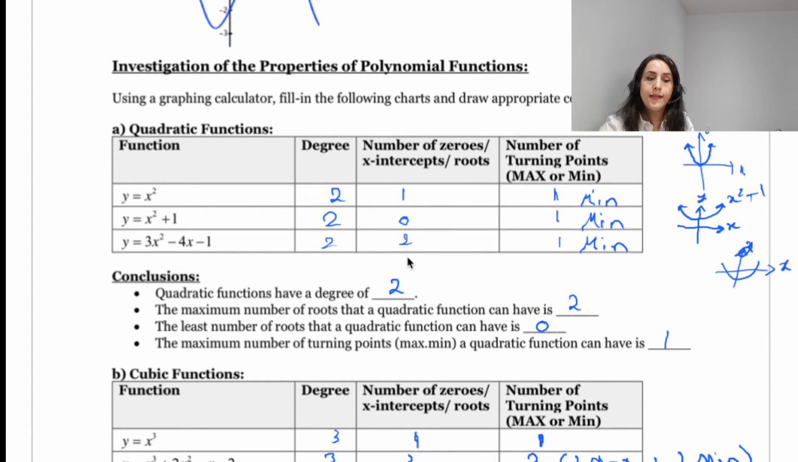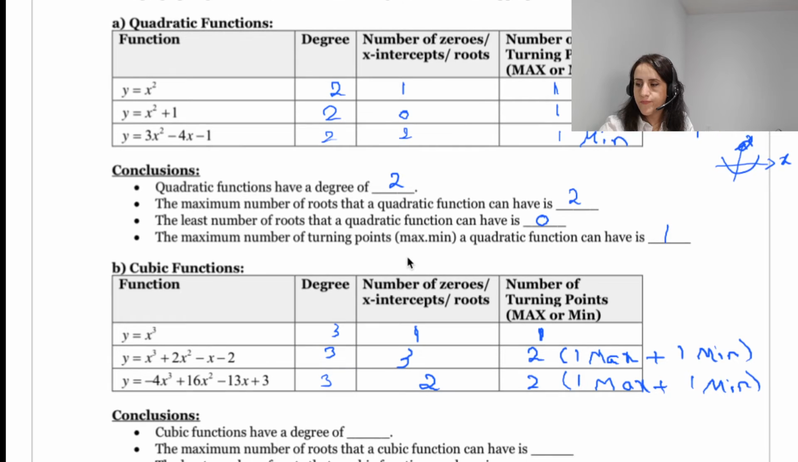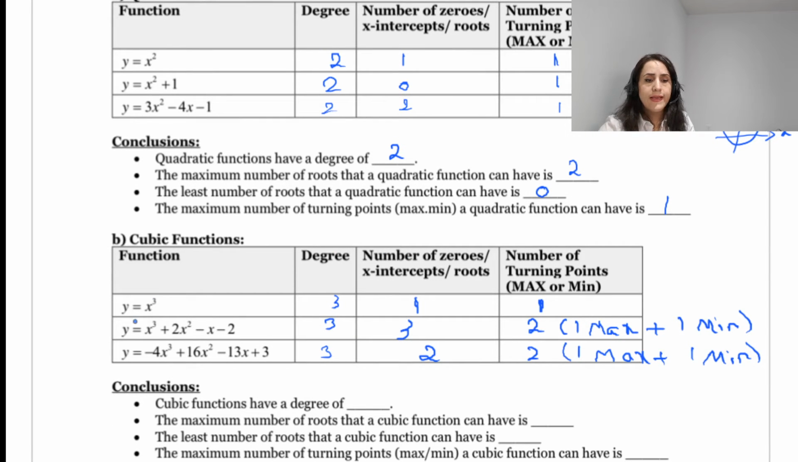Good. Let's go for the cubic function. It's x to the power of 3. For this question, you can use Desmos to graph all of these functions to see the number of turning points or the number of zeros. Here I made all of them and I just put the answers here. Yes, the degrees are 3, because the highest degree for these functions is 3.